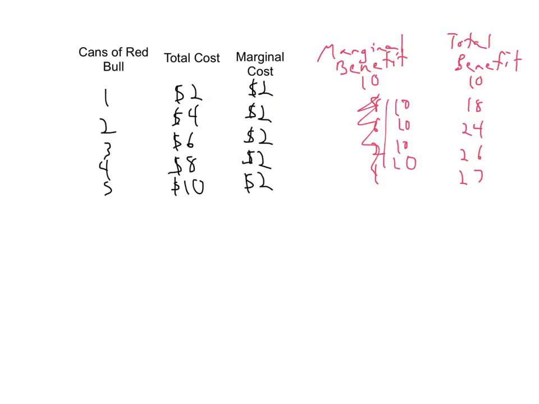Okay, so if that first one made sense, that means the second one's going to make sense, because it's the same trade-off. You're trading off $2 for 10 utils, and you find that worthwhile. That means you would find the third one worthwhile, and the fourth one worthwhile, and the fifth one worthwhile, and in fact, you would spend all of your money on Red Bull only. Ridiculous, right? Well, it only sounds ridiculous because we live in a world of diminishing marginal returns. If we didn't, it wouldn't sound ridiculous, it would be common sense.